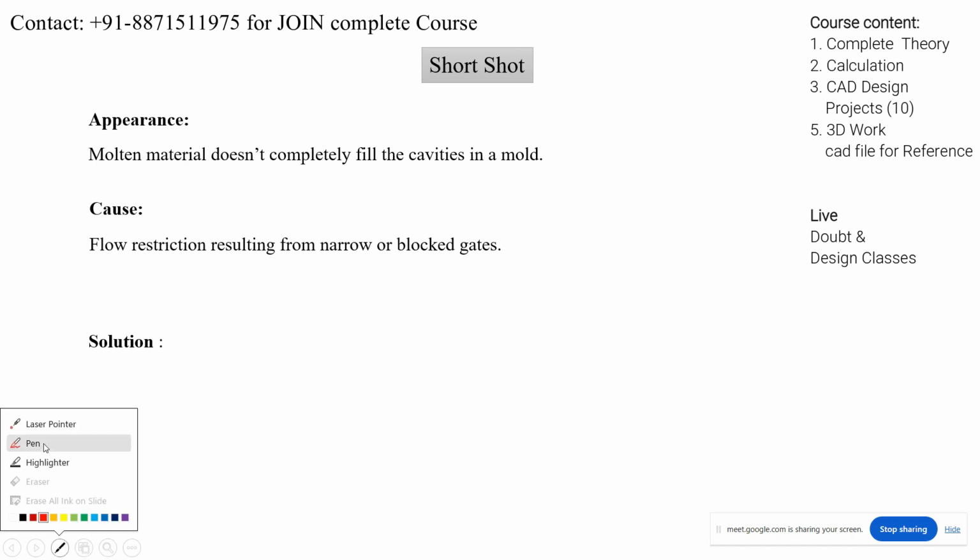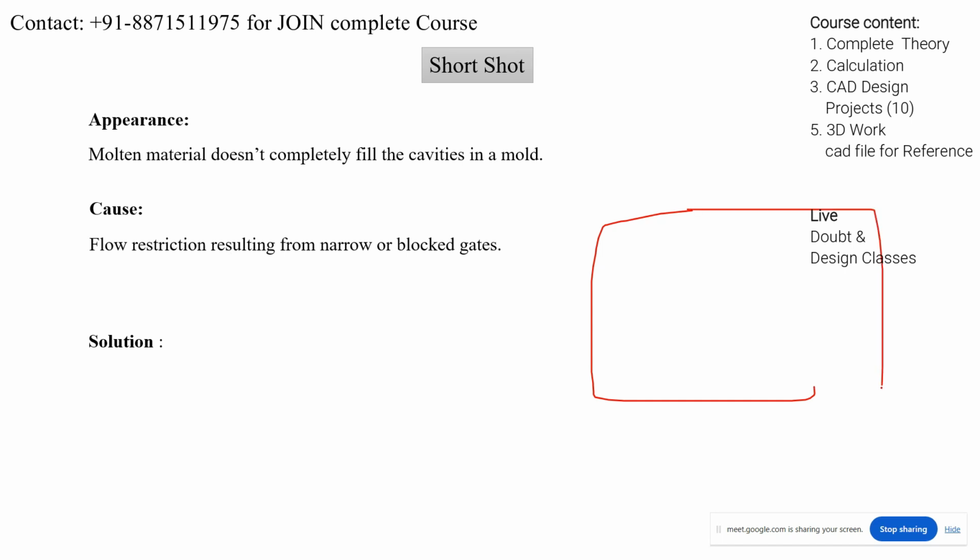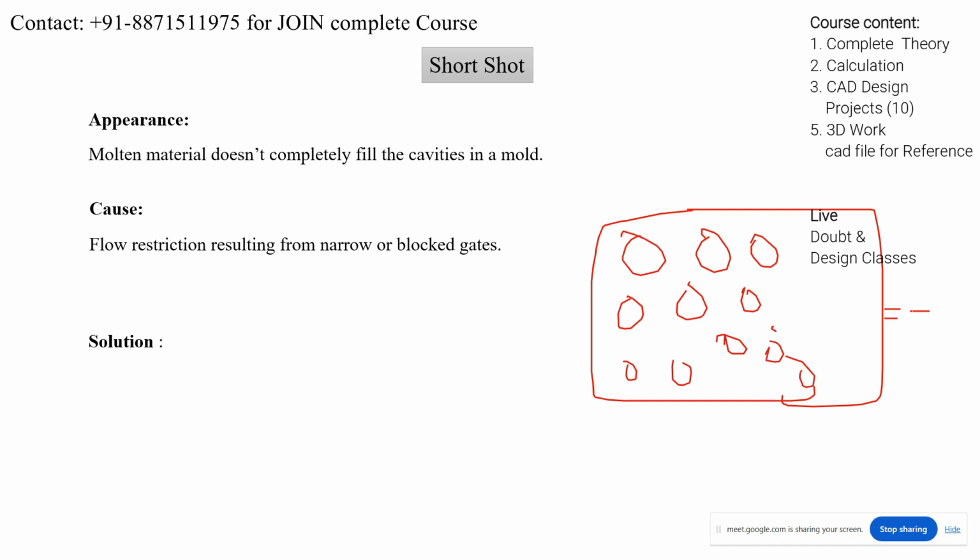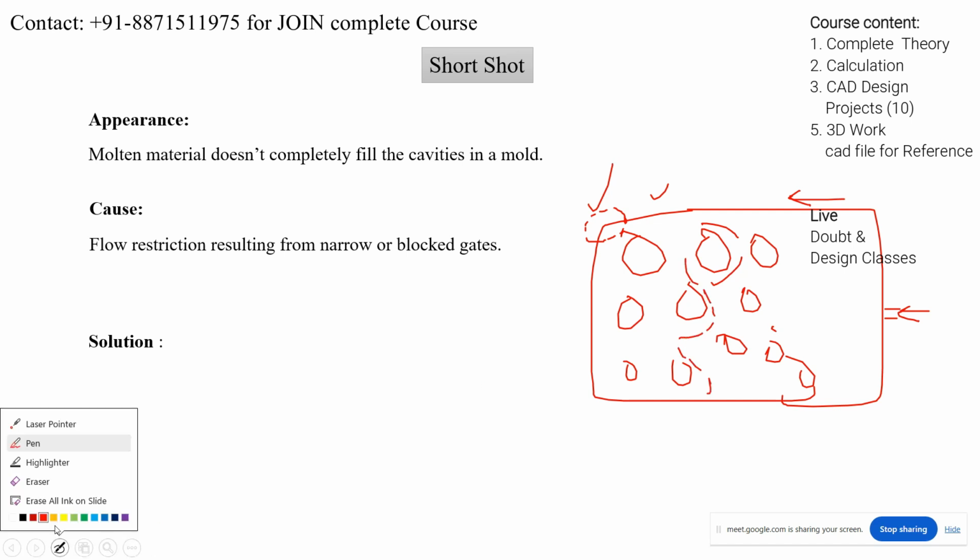For example, we have a component like this and lots of features are there. Here, these are lots of features, right? And you are providing the edge gating from this point, right? So maybe we have to provide more injection pressure there, right? But there is less confidence in filling that component, depending upon the flow restriction. This is the flow restriction, right or wrong? So it is depending upon the component geometry also.